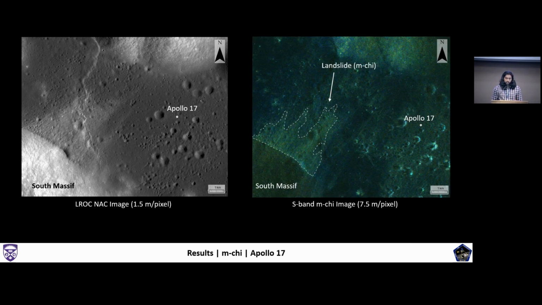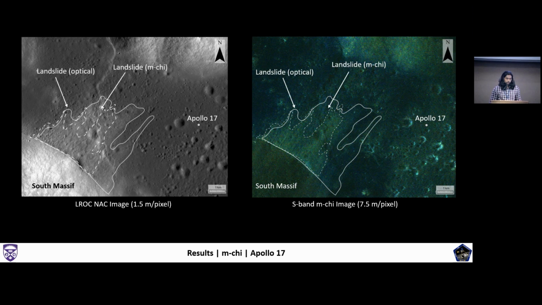Now the same landslide that was seen in the optical wavelength looks a little bit different in radio wavelengths. The boundary has actually changed, and the different colors here also indicate different scattering mechanisms, which can only be seen with radar. And if I were to overlay the boundaries of both optical and radio wavelengths, this is what they would look like. The white continuous line shows the optical boundary, and the dashed line shows the radar MCI boundary.